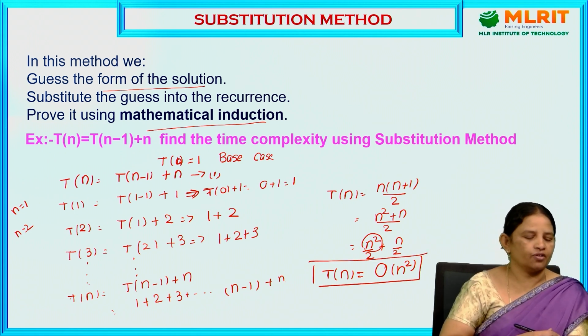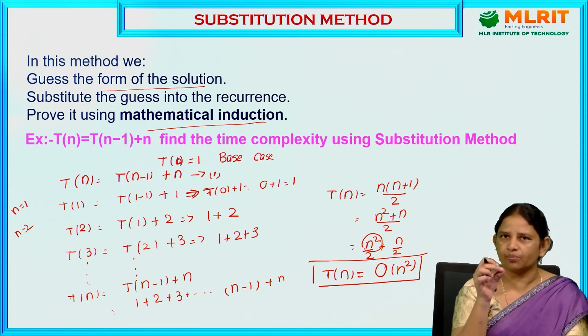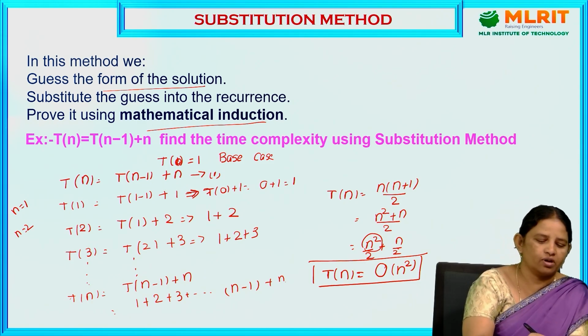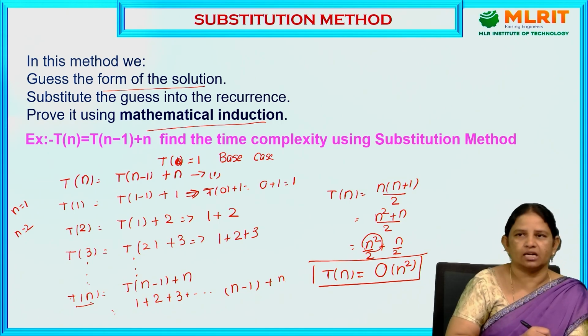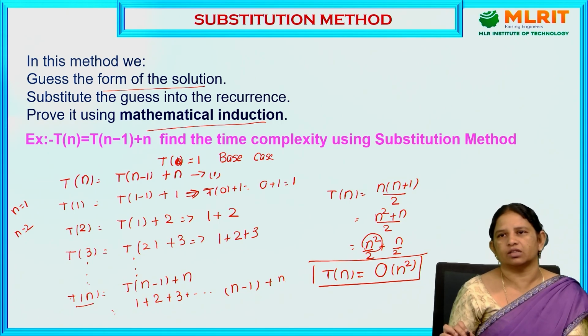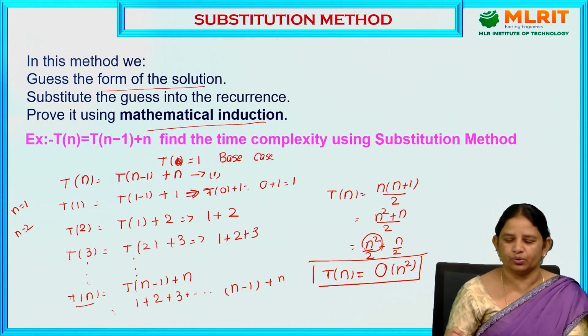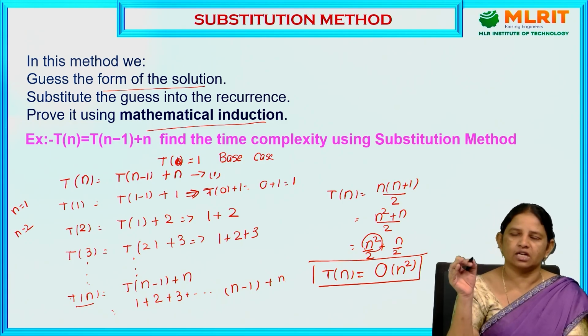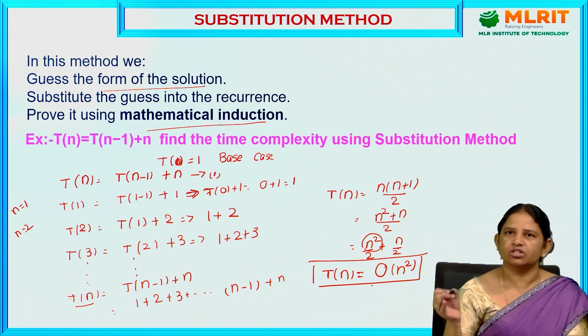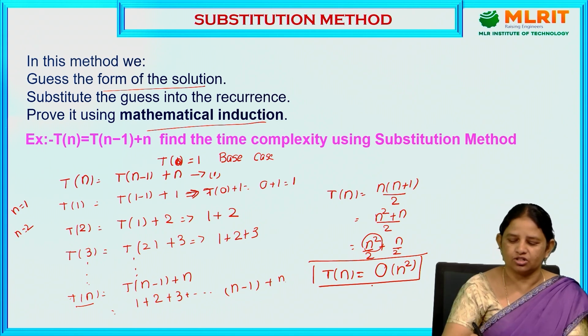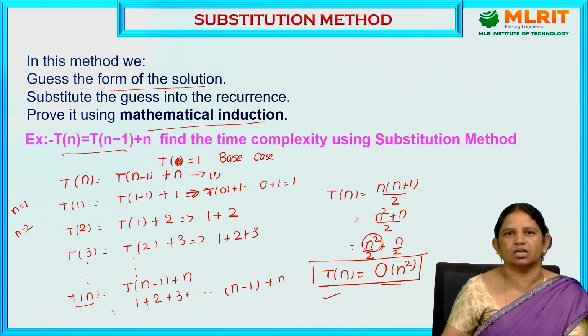T of n equal to T of n minus 1, you have to start from the base case, that is T of 0 equal to 1 is the base case, and it is repeated up to the nth term, n is the general case, and we have to derive the equation, that is n into n plus 1 by 2, that is n square by 2. We always consider the higher order as the time complexity, and time complexity is always measured by using the worst case. T of n equal to big O of n square is the time complexity for the recurrence relation T of n equal to T of n minus 1 plus n.